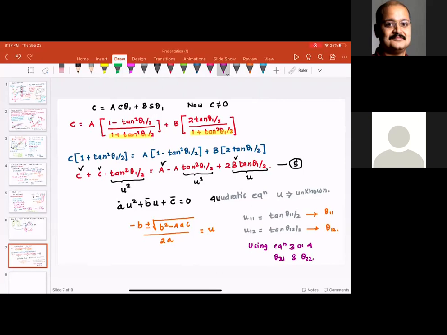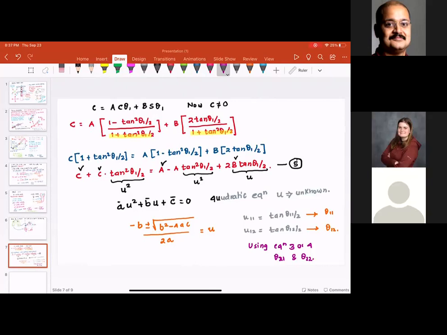Everyone understood this? Any question here? When you're taking the inverse tangent, is it just the normal inverse tangent, or would it be something special because it's a half angle? No, it would be the normal inverse tangent.